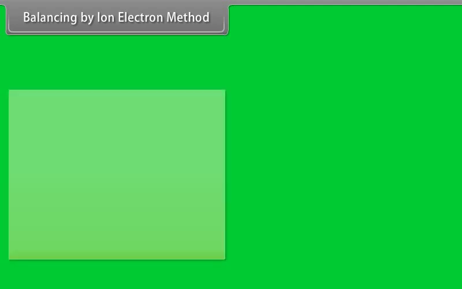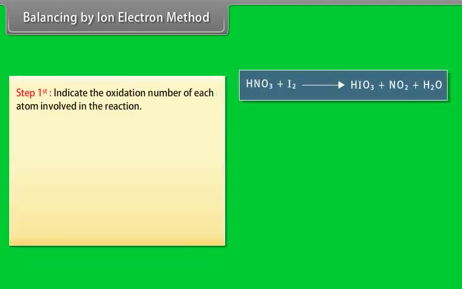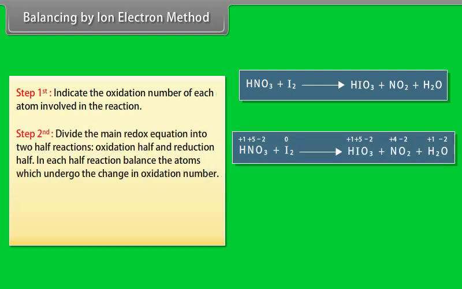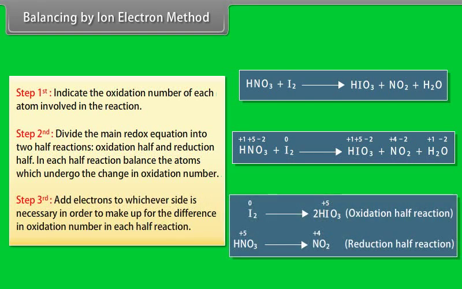Balancing by the ion electron method. Step first. Indicate the oxidation number of each atom involved in the reaction. Step second. Divide the main redox equation into two half reactions, the oxidation half and the reduction half. In each half reaction, balance the atoms which undergo the change in oxidation number. Step third. Add electrons to whichever side is necessary in order to make up for the difference in oxidation number in each half reaction.